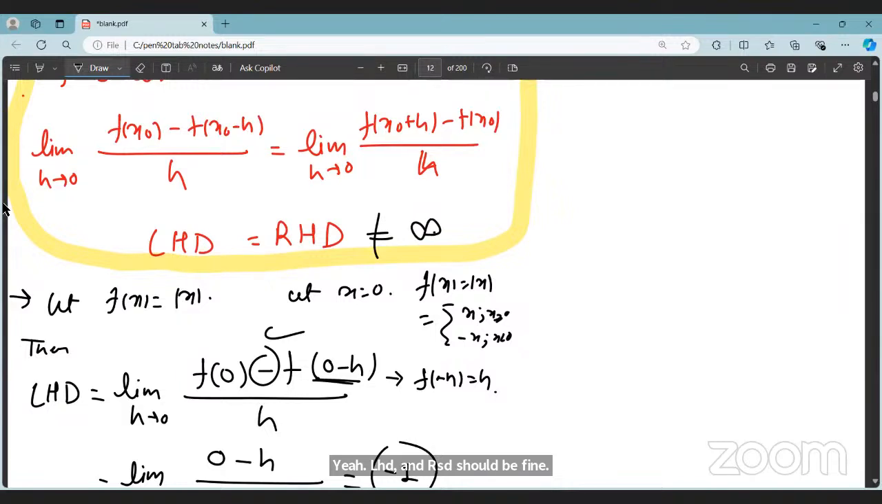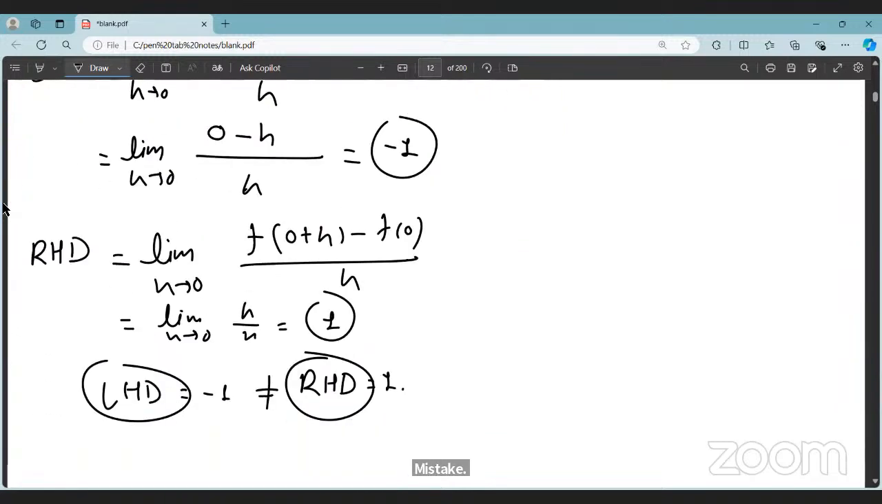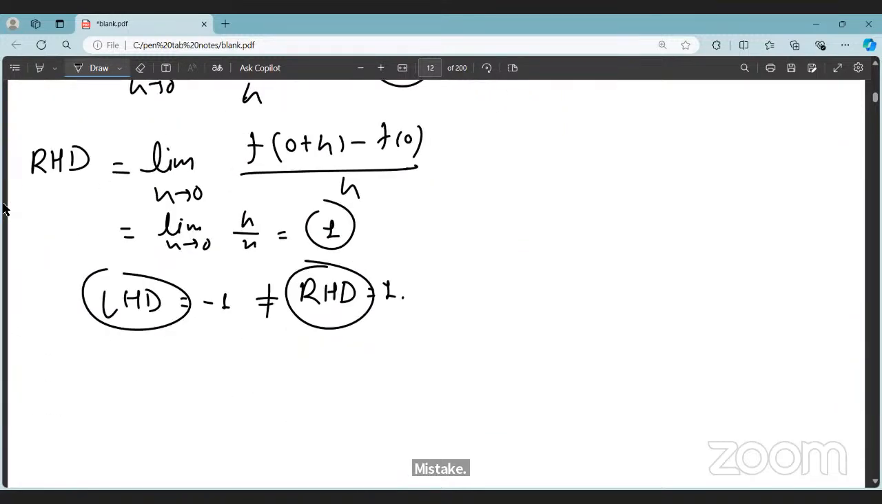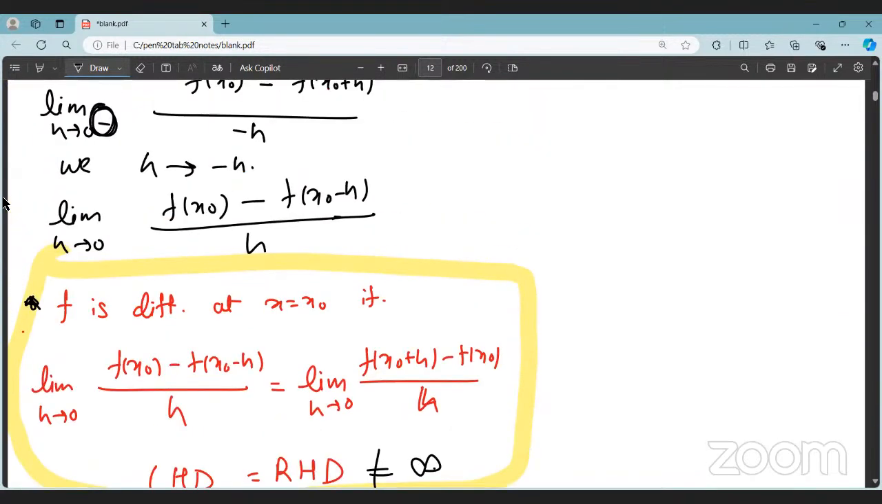Ma'am, can you please explain the LHD again, the left-hand derivative? Yes. I'll share the PDF if you are taking notes. No, I want you to explain the LHD, like f of before minus the qualifier is h.